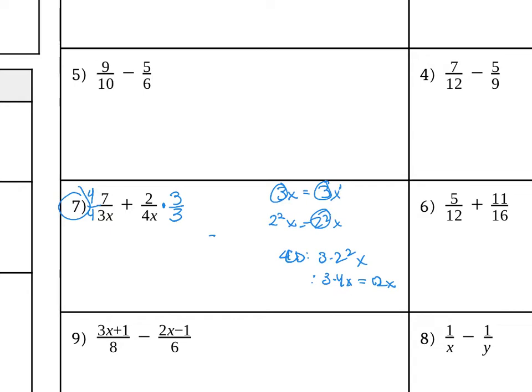So this one becomes 7 times 4 is 28 over 12x plus 3 times 2 is 6 over 12x. And so we have 28 plus 6, which is 34 over 12x. And then we could reduce as well, divide, so it's 2 times 17 over 2 times 6 over x. And so this is 17 over 6x.